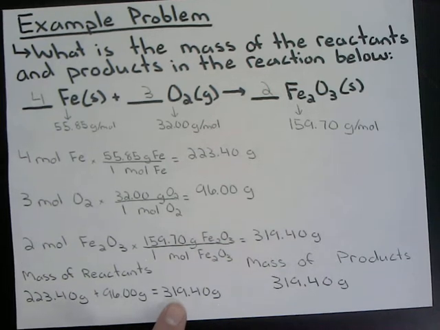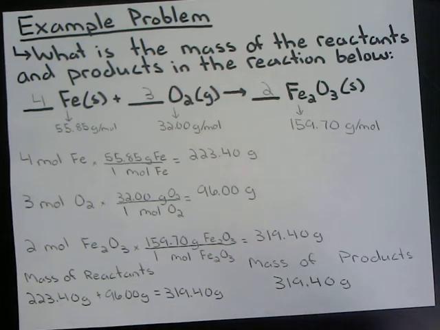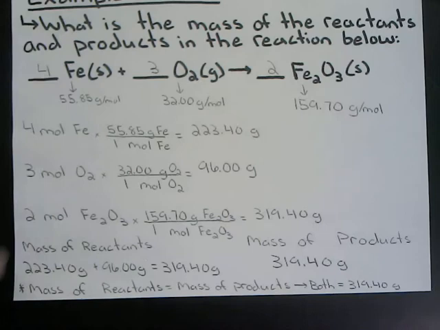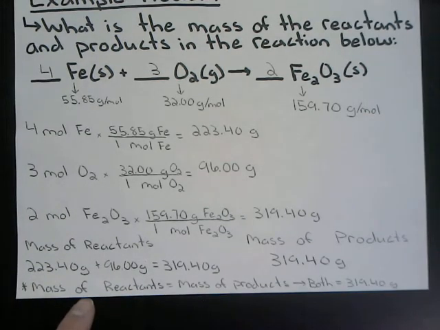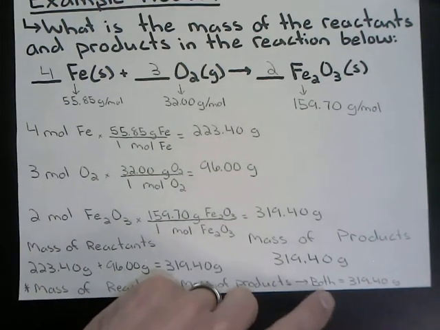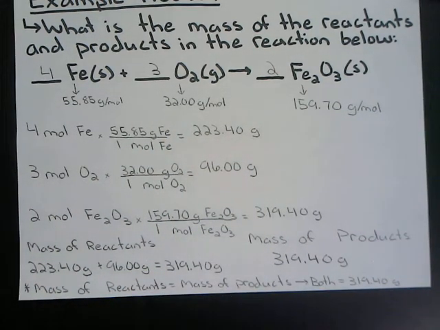Now comes that check. Is the total mass of the reactants equal to the total mass of the products? The answer is yes. So let me make this known. Let me state this. The mass of the products is equal to the mass of the reactants, which is 319.40 grams. All right, so there's that written statement here. We just proved that the mass of the reactants equals the mass of the products, and in this example, both were equal to 319.40 grams. All right, so that's how we prove that we can abide by the law of mass.